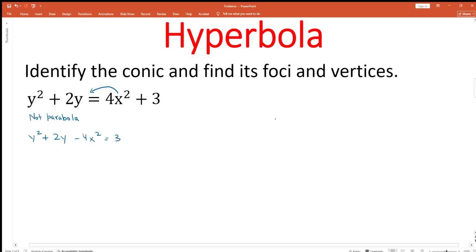Now we should analyze the coefficients of y square and x square terms. The coefficient of y square is positive 1. There is an invisible 1 with y square. The coefficient of x square is negative 4. Since one coefficient is positive, the other coefficient is negative. That means this equation represents a hyperbola.